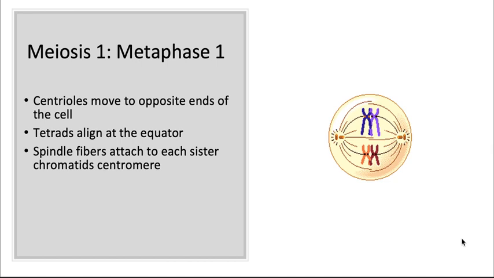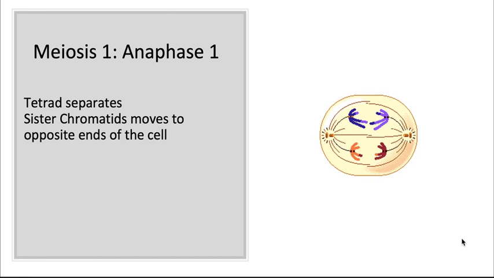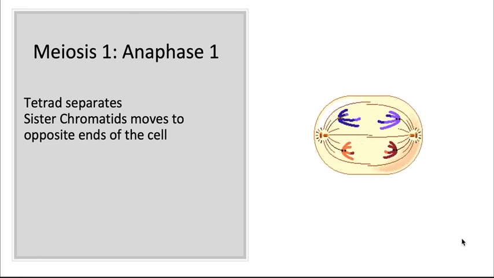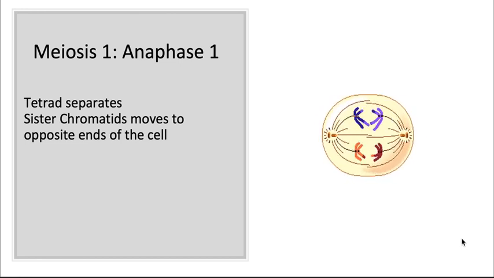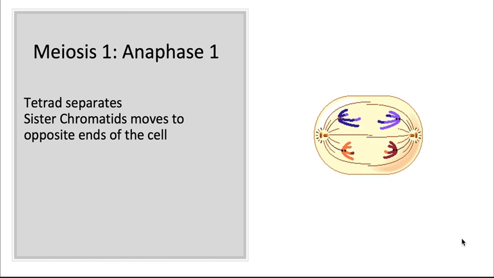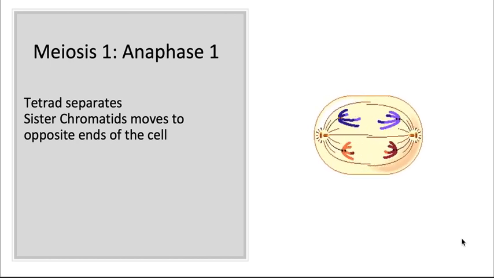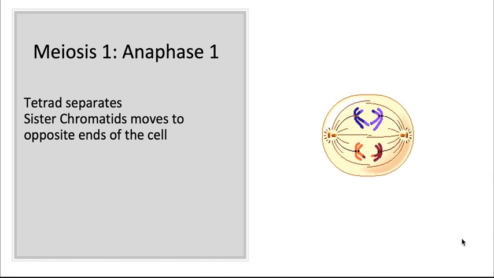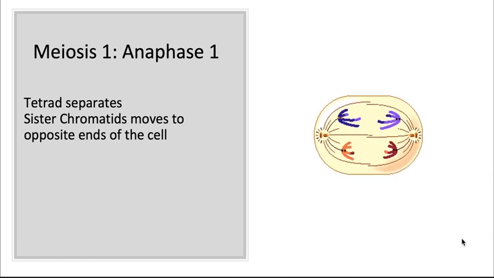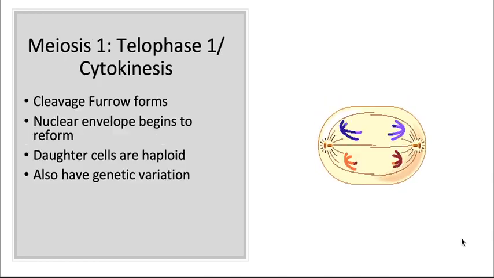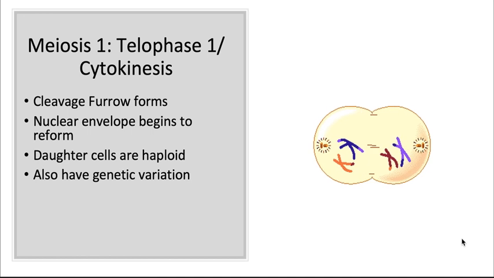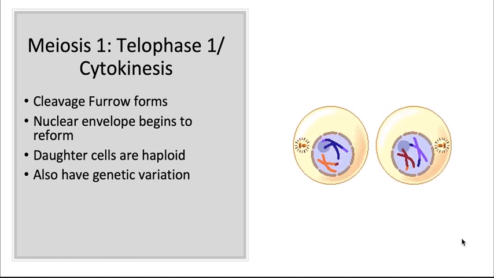Our next phase is metaphase 1. In this phase, the spindle fibers pull tetrads to the middle of the cell. The next phase of meiosis is anaphase 1. Here, spindle fibers pull the tetrads apart, pulling the sister chromatids to opposite ends of the cell. If you notice, you can see that there is genetic variation on those sister chromatids that are pulled to opposite ends of the cell.